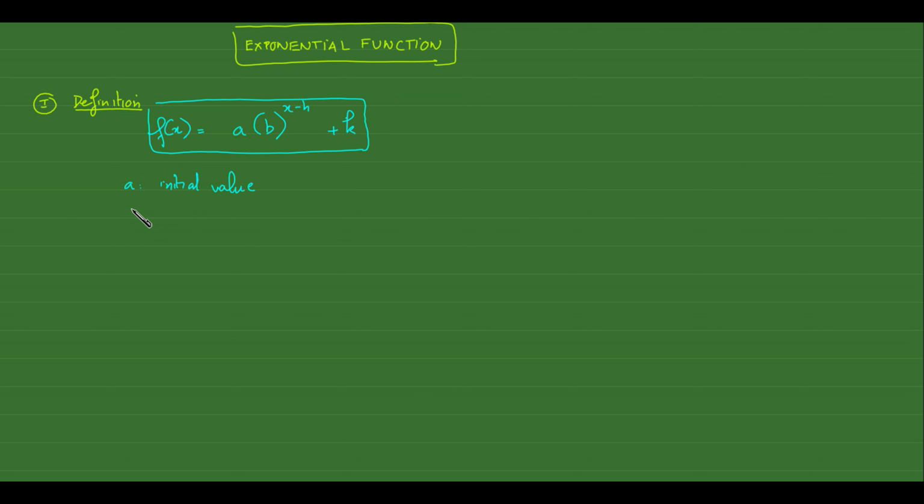The initial value is what you get when you replace x with 0. Then you have a value. Replace x with 0, that is called initial value. And the b value here, we call that exponential factor.